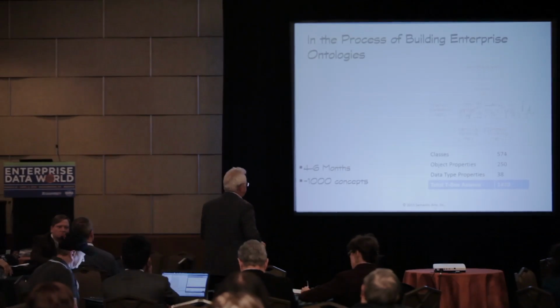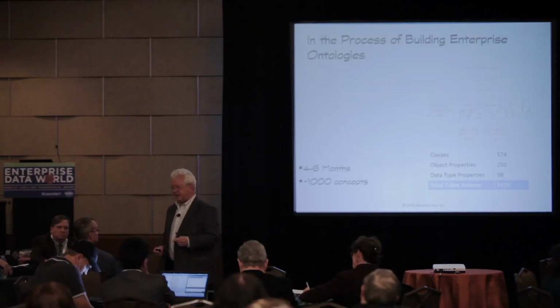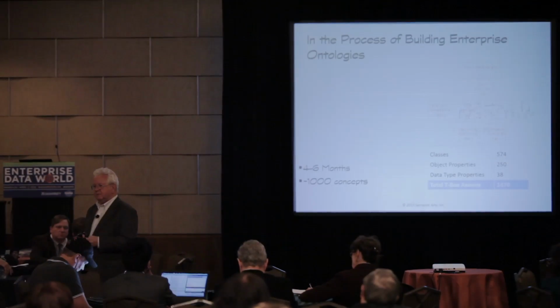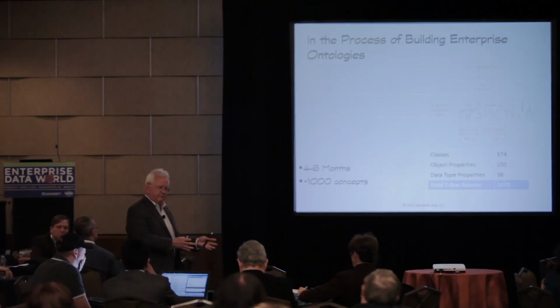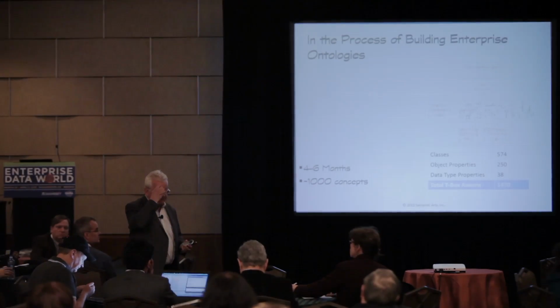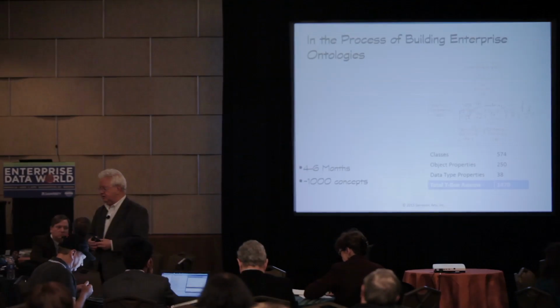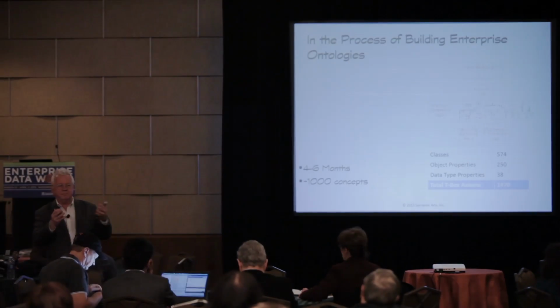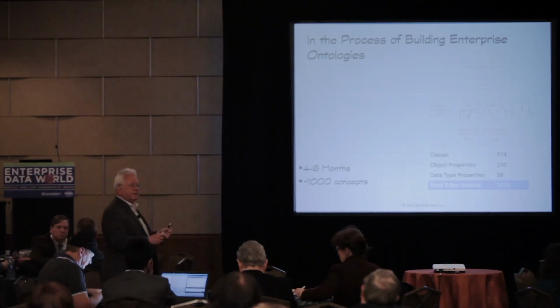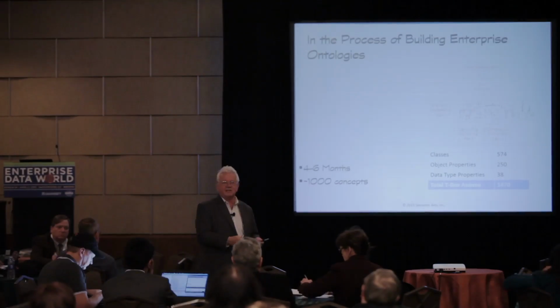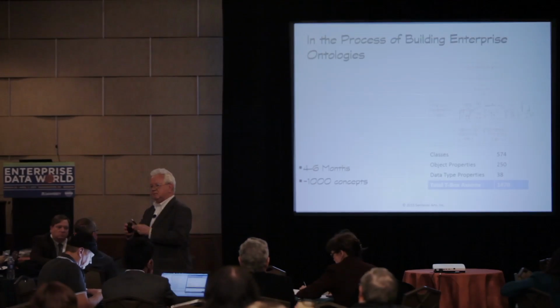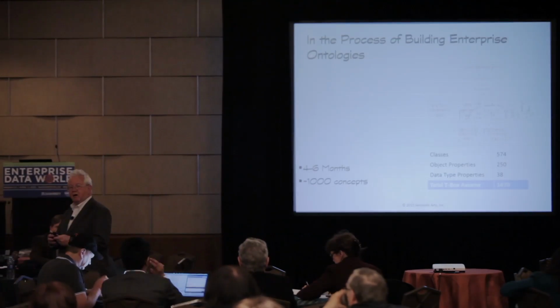So in the process of doing that, I'm going to talk about what we used to do and what we're currently doing, because we've evolved our practice and it's kind of a lessons learned thing here. We used to go out and build these enterprise ontologies, and we were very proud of the fact that in the course of maybe 4 to 6 months, we could build an ontology that covered a large enterprise.